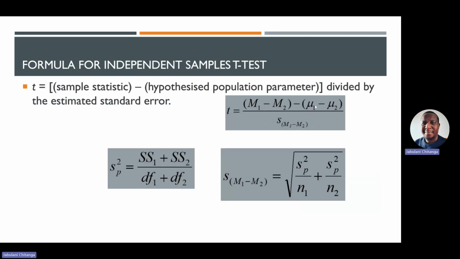The numerator is quite easy. The denominator is where we need to split, because the formula for estimated standard error is the pooled variance divided by N1, which means the sample size for group 1, for example a treatment group, plus the pooled variance divided by N2, the control group.